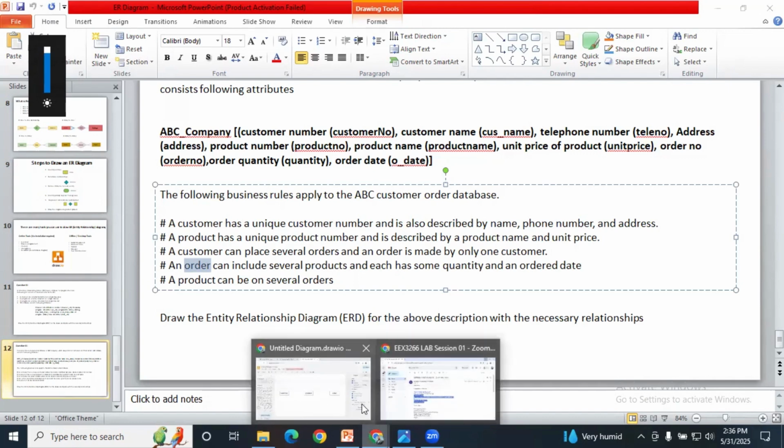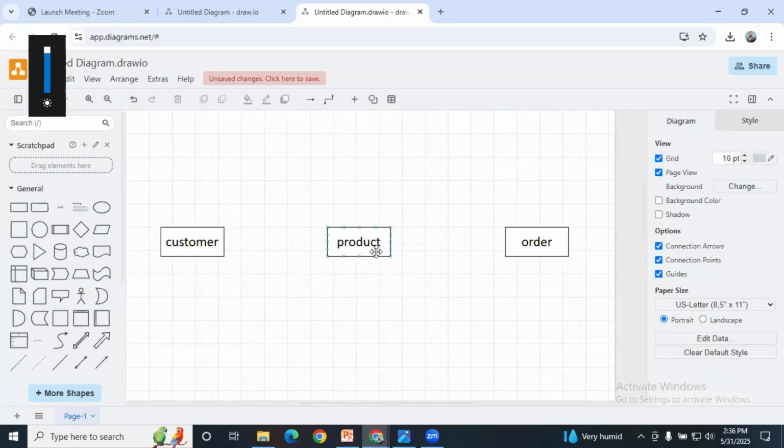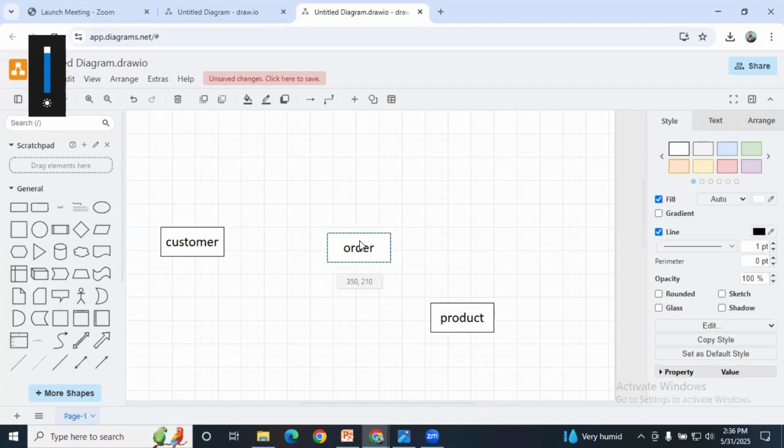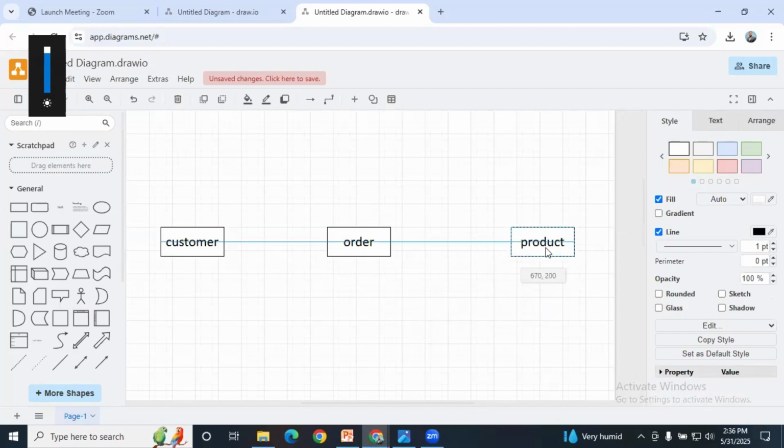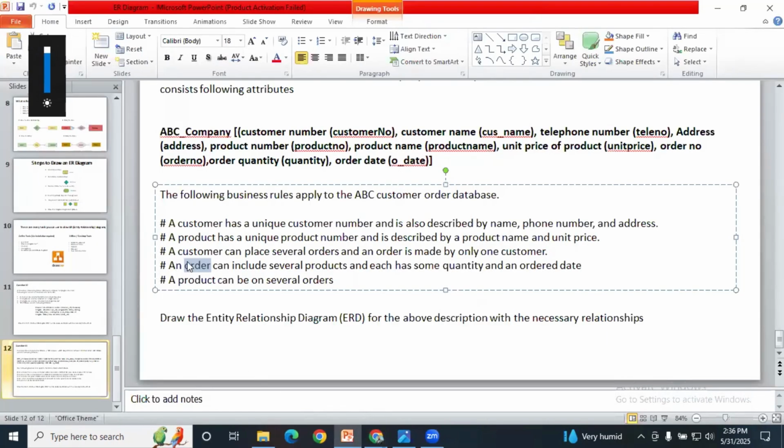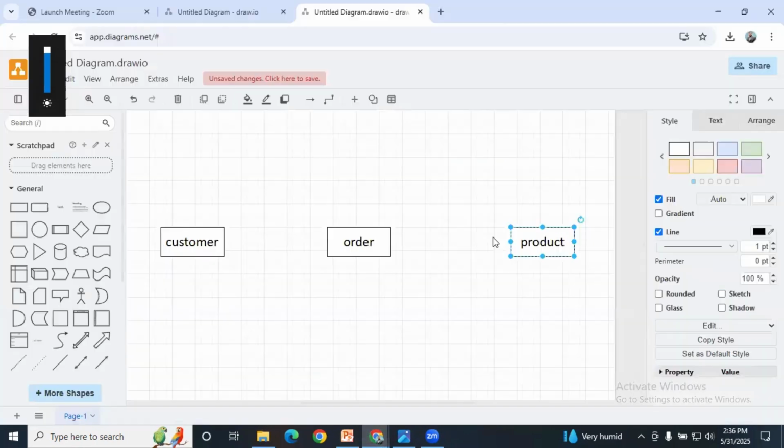So first, you want to change the order to here and product to here. Another thing is an order can include several products, and each has some quantity and an order date. So in here, order has a relationship with the products. Order and product are the entities in the ER diagram according to this scenario.